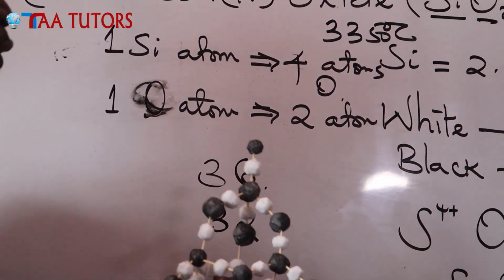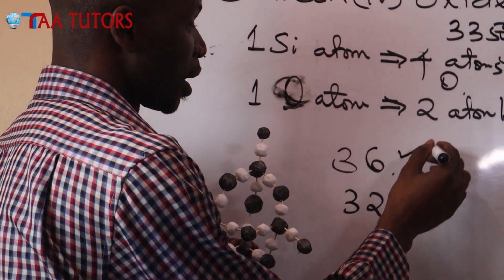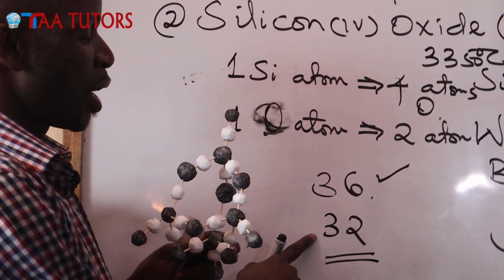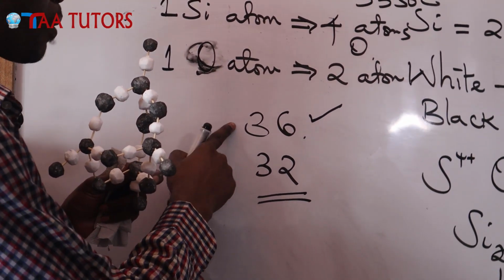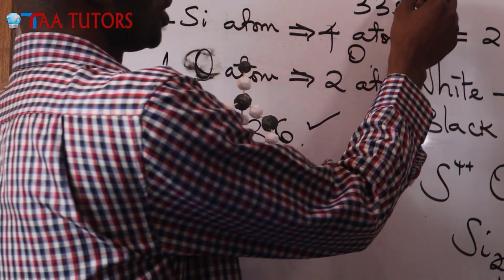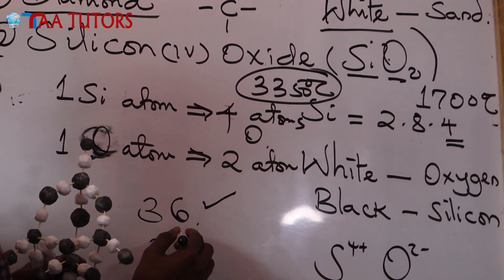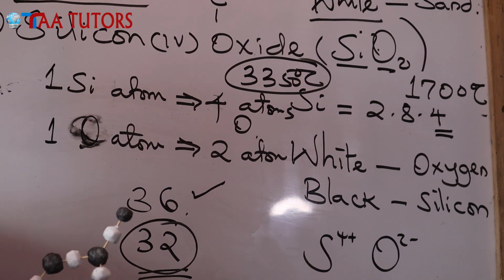So really there are more forces to overcome in diamond, 36, than the covalent bonds to overcome in silicon oxide, which is 32. Due to the high number of covalent bonds to be overcome in diamond, diamond will need more energy to break 36 covalent bonds than silicon oxide will require, which is 32 covalent bonds.